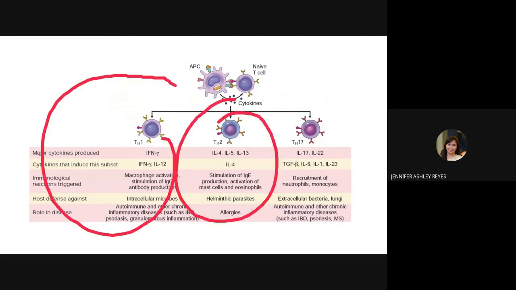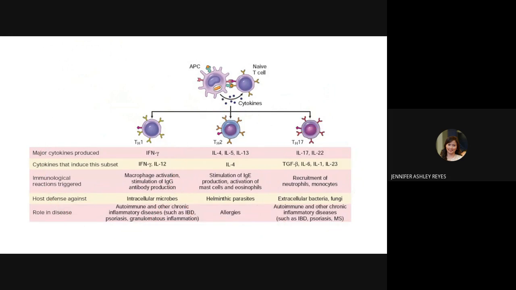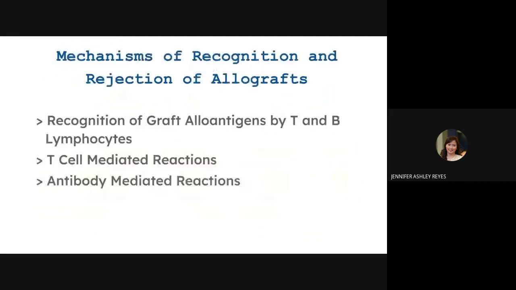Th2, Th17. So these are subsets of helper T cells in response to certain stimuli present at the time of antigen recognition. So the CD4 plus T cells will differentiate into different populations of effector cells that will produce distinct sets of cytokines and perform different functions. So ito yung mga major cytokines produced by subsets of your T cells. Okay? So doon tayo sa mechanism of recognition and rejection of allografts.